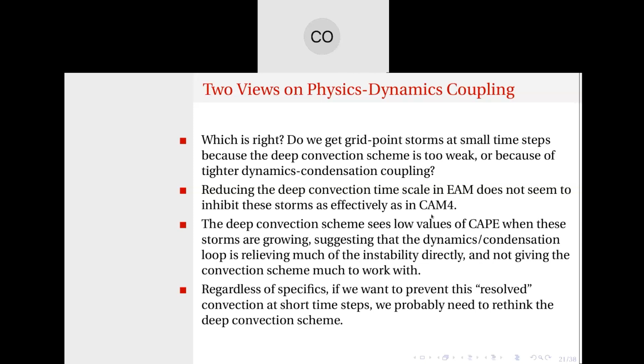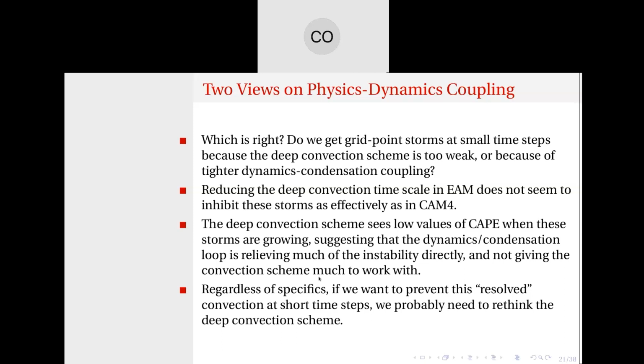This is where we were when I graduated, so this has been put on pause for a moment. But regardless of the answer here specifically, we probably want to prevent this resolved convection, which is never going to be realistic at these grid scales. At least it shouldn't be so prevalent that it's causing a huge proportion of the precipitation that's falling in the model and really changing regional patterns of precipitation.